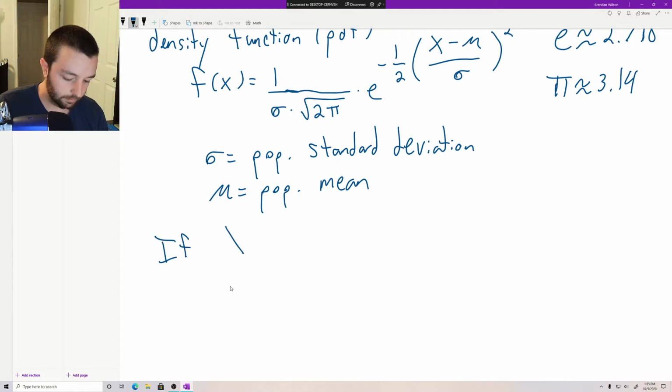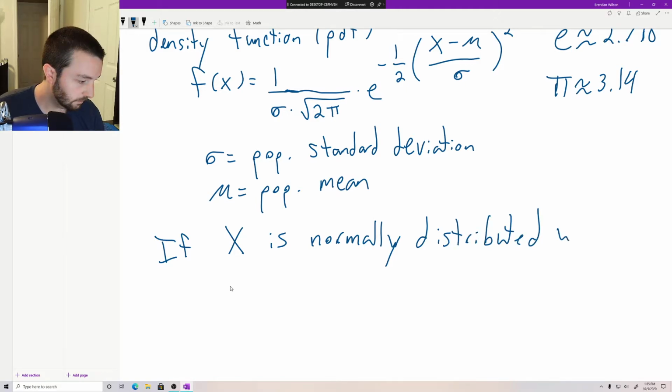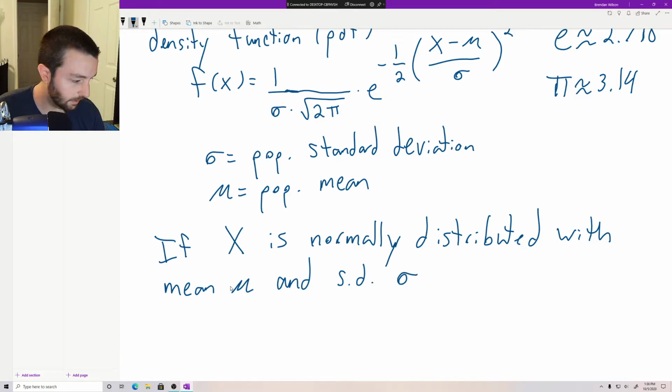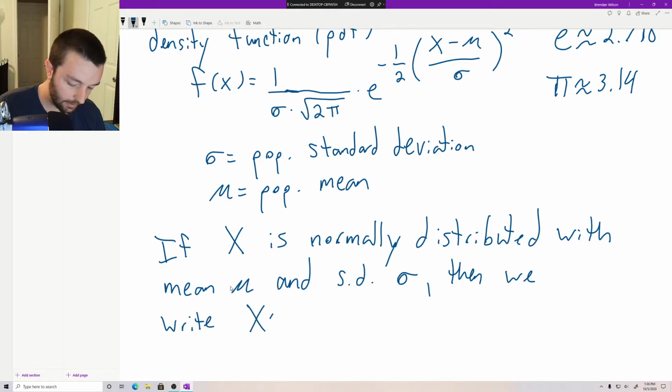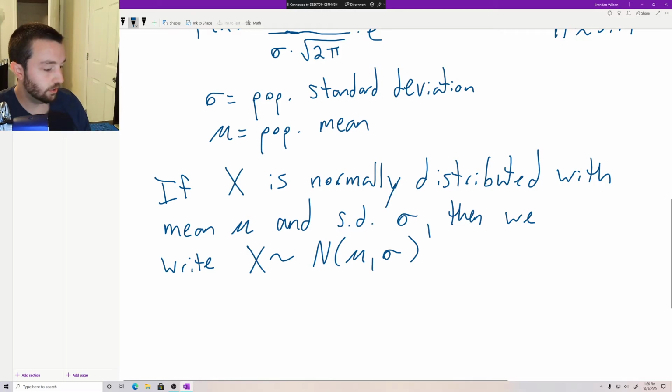So if x, remember x here being our random variable, if x is normally distributed with mean mu and standard deviation sigma, then we write x tilde N(mu, sigma). So it's written as N mu sigma.